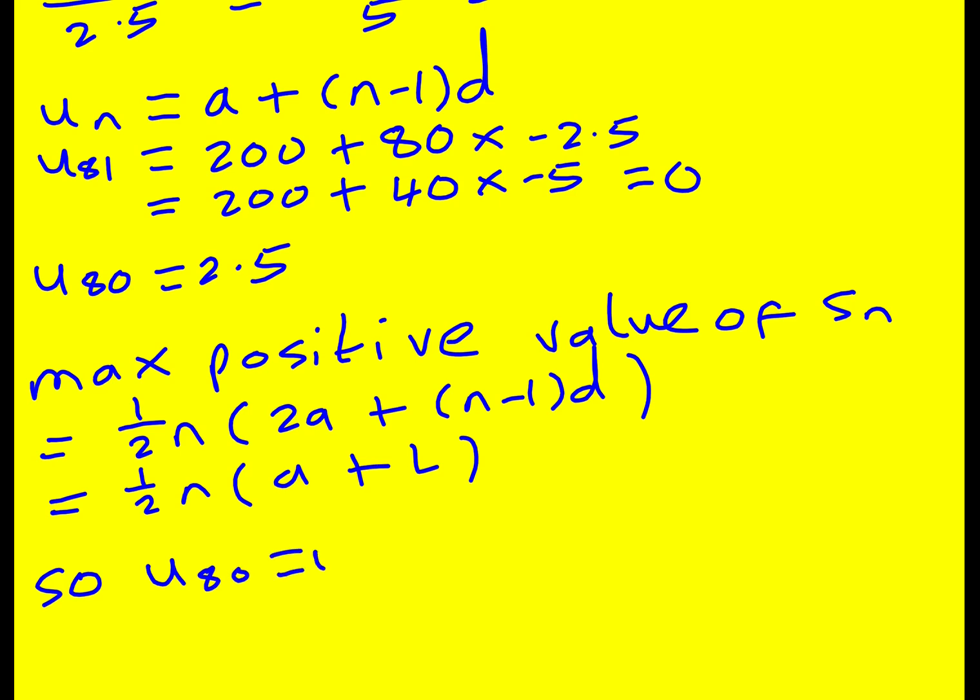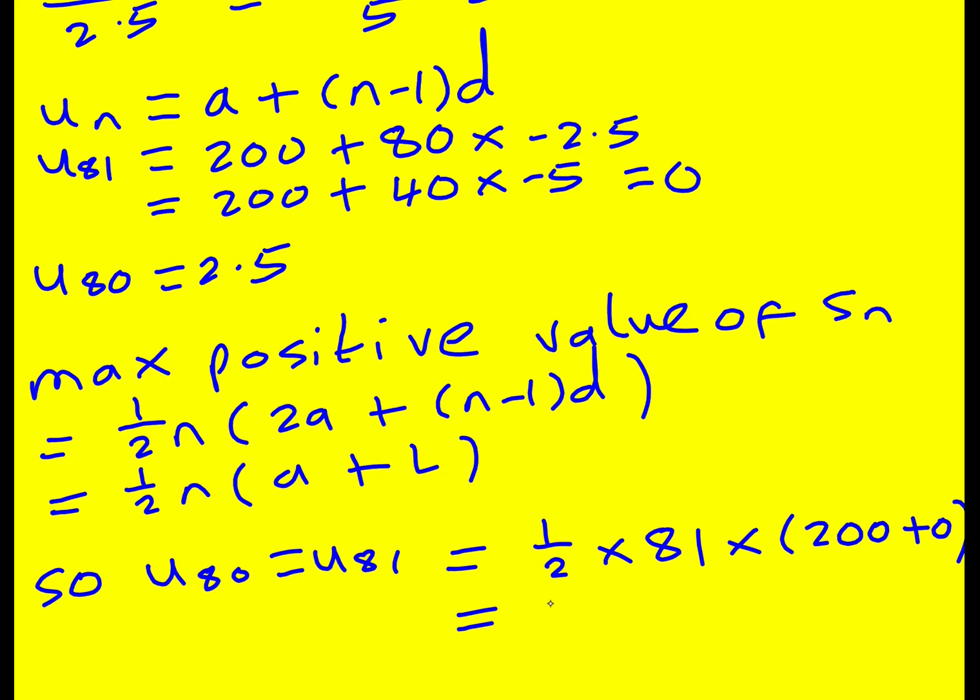u80 is going to equal u81 because remember we're just adding 0 for the 81st one, and it's going to be a half times 81 times 200 plus 0. I chose to do u81 because then I can use 0 here rather than 2.5. I got a slightly more awkward number there. So I'm just doing half of 200, which is 100. 100 times 81, and I get my answer, which is 8,100.